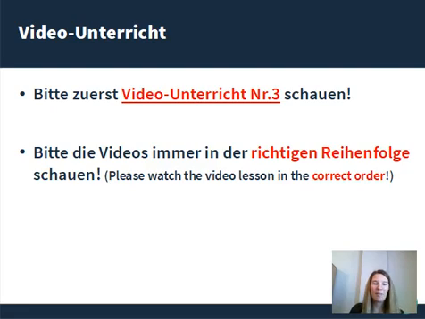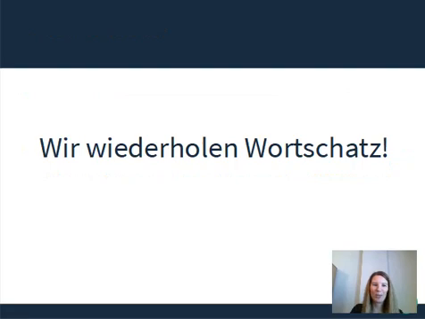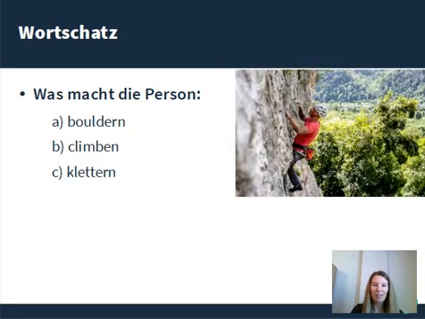So bitte immer die Videos in der richtigen Reihenfolge schauen. Also zuerst Video Nummer 3 schauen. Wenn ihr das gemacht habt, dann geht es jetzt los. Wir wiederholen Wortschatz. Was macht diese Person? A. Bouldern, B. Climben oder C. Klettern?